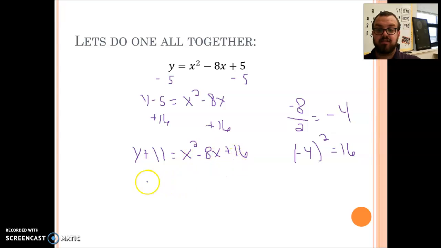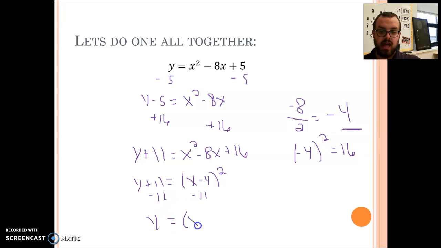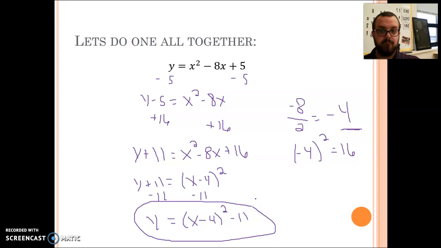We'll then go ahead and factor this side over here. So we'll get y plus 11 equals x minus 4 squared. And again, I know what that negative 4 is because it's whatever this number was over here. That's always going to be what you factor there. And then we'll subtract 11 to move it back over so that we get y equals x minus 4 squared minus 11. And there's our answer. Okay?